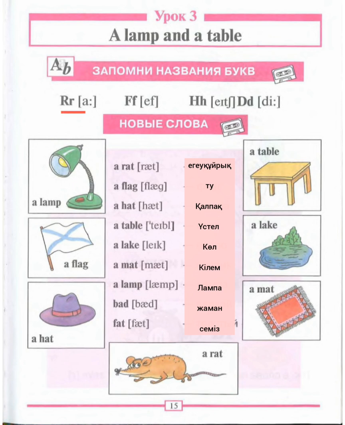R, F, H, D. A rat, a flag, a hat, a table, a lake, a mat, a lamp, bad, fat.